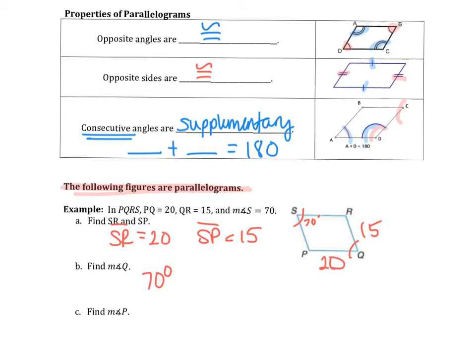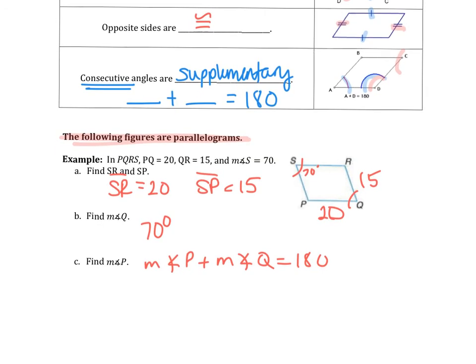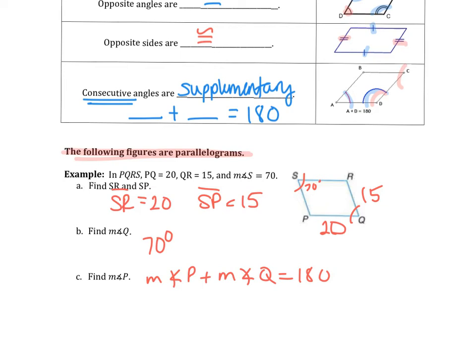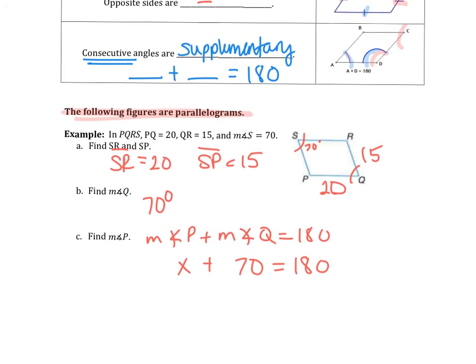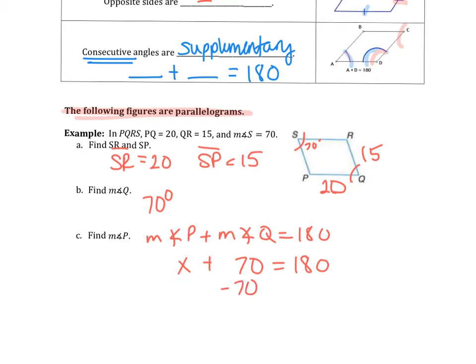And then the last one, find the measure of angle P here. In order to do that, we have to know that those are consecutive angles. So the measure of angle P plus the measure of angle Q is going to be equal to 180 degrees. Filling in what we know, the measure of angle Q is 70. So I've got X plus 70 equals 180. Solving for X then, subtract 70 from both sides, and you've got X is equal to 110 degrees. All right.